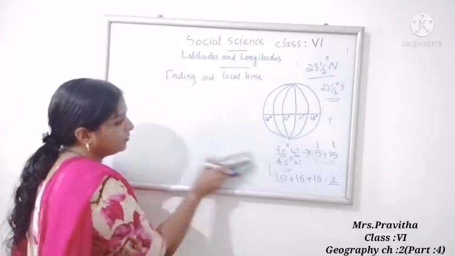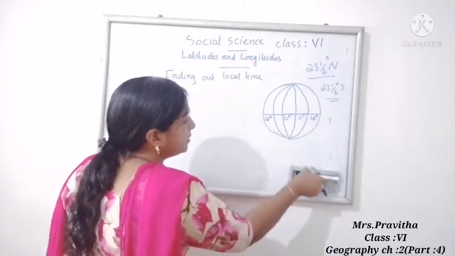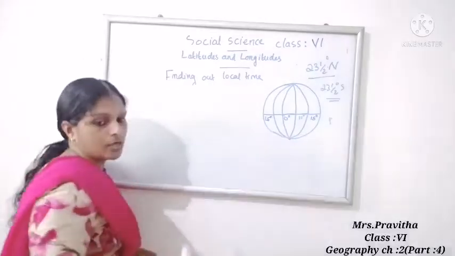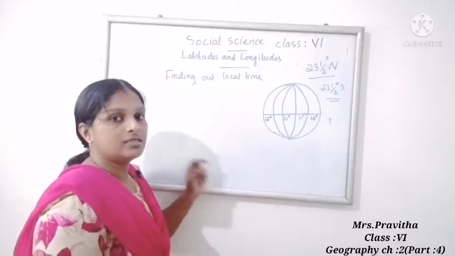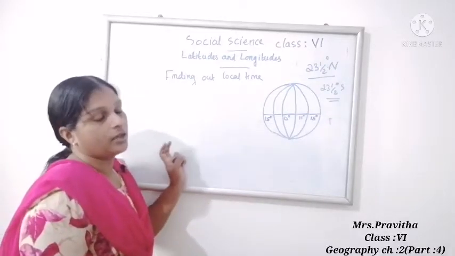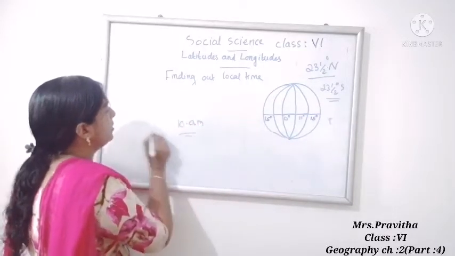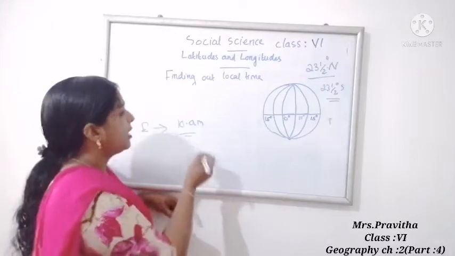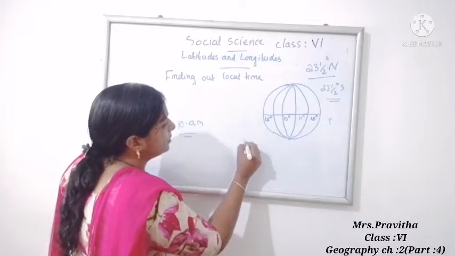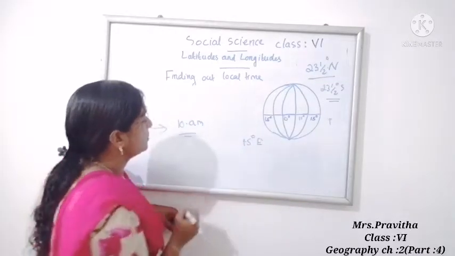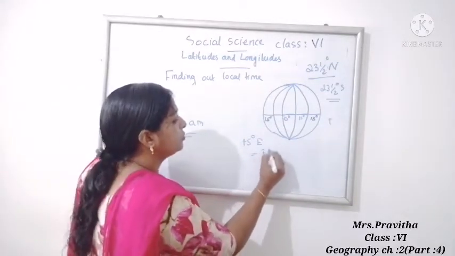Now if it is east, then what will happen? For a country at 30 degrees east, 30 degrees means 2 hours. So you will add 2 hours to 8, so it is 10 a.m. in a country on the eastern side. Okay, what will be the time in a country at 45 degrees east? Time will increase. 45 degrees means 3 hours.